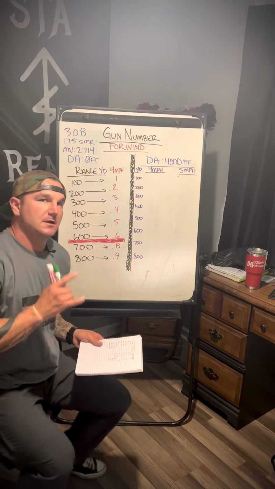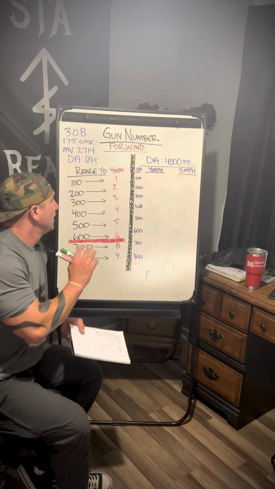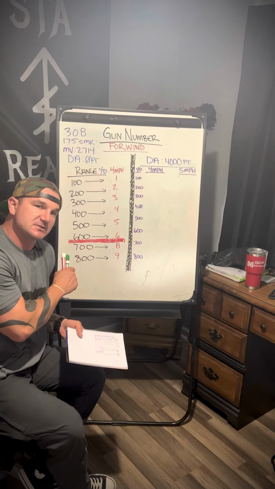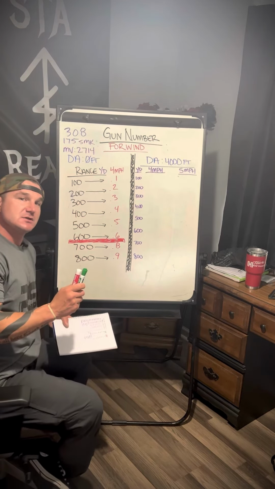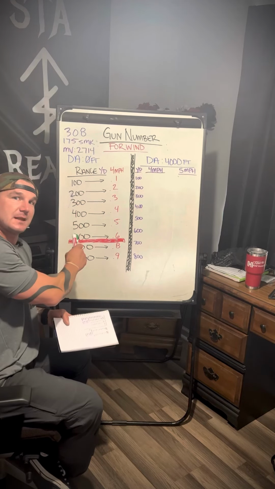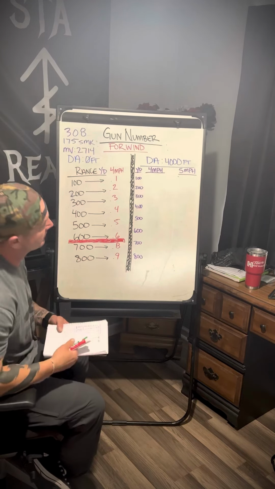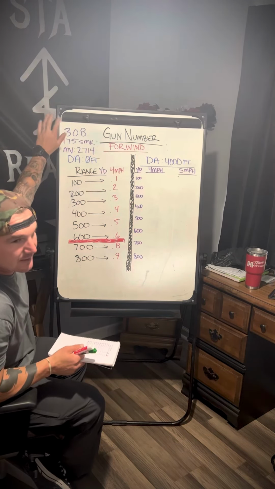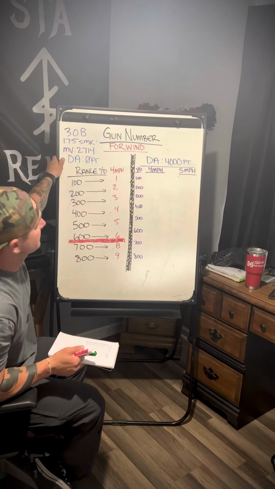All right, guys. Second part of the gun number for wind. I cleaned up the board a little bit, added the old data just so we have a frame of reference, right? So nothing has changed on the left side. 308 round, 175 grain Sierra Match King, muzzle velocity of 2714. My gun, my ammo that I shoot day in, day out. DA, 0 feet.